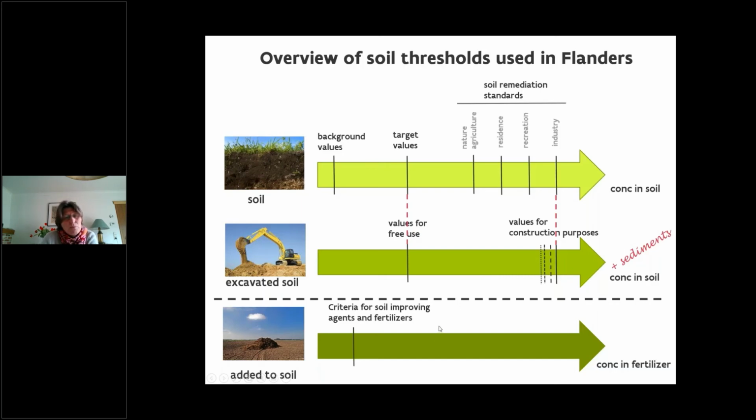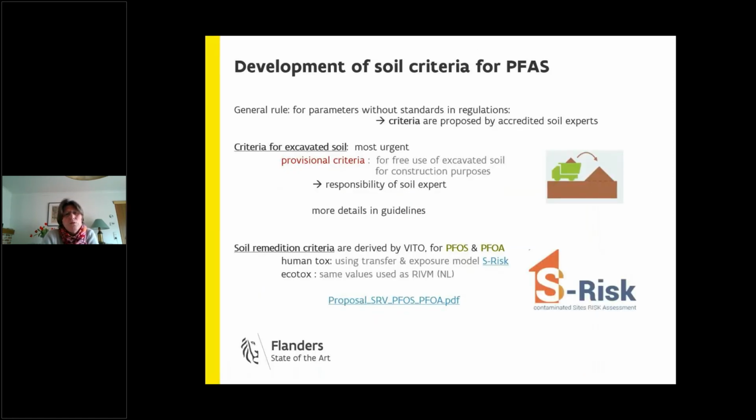The criteria for soil improving agents and fertilizers are a little bit apart, because they are expressed as concentrations in the fertilizer, and they are derived making sure that no new soil contamination can result from applying them to soil. What we can do now is develop soil criteria for PFAS. So in Flanders, the general rule is that for parameters without standards in the regulations, the criteria need to be proposed by the accredited soil experts. But because for PFAS it's quite a difficult task, we started to do it ourselves.